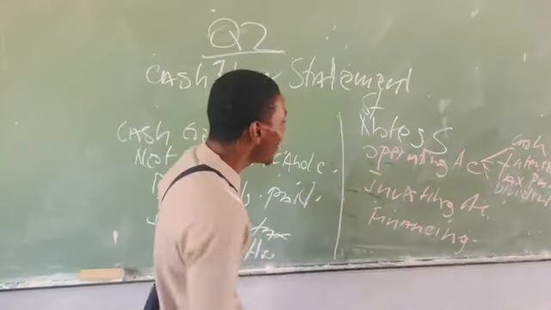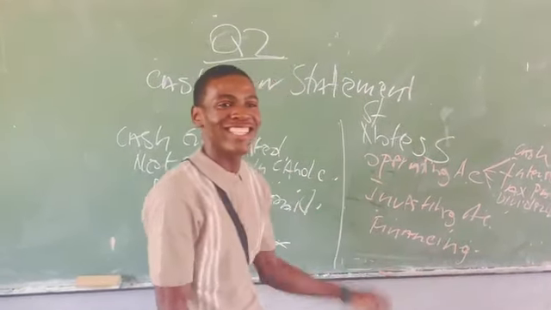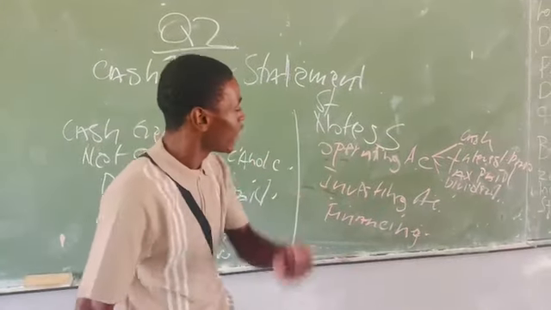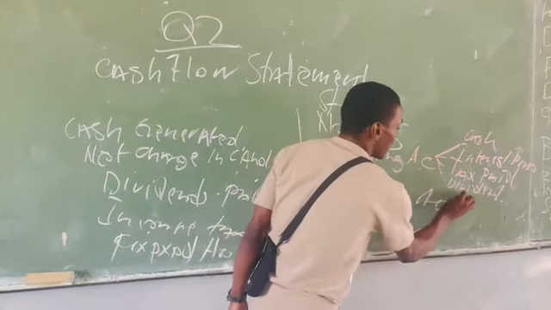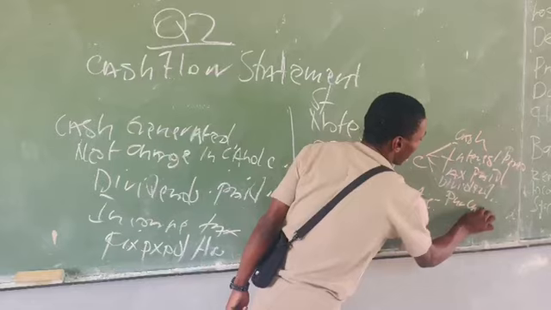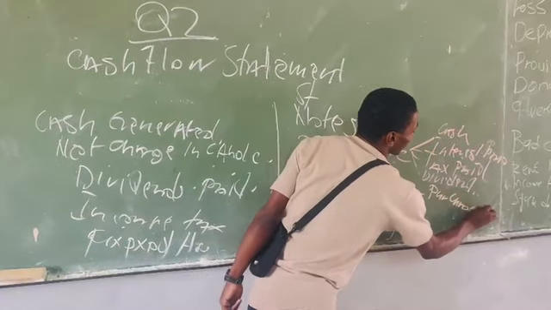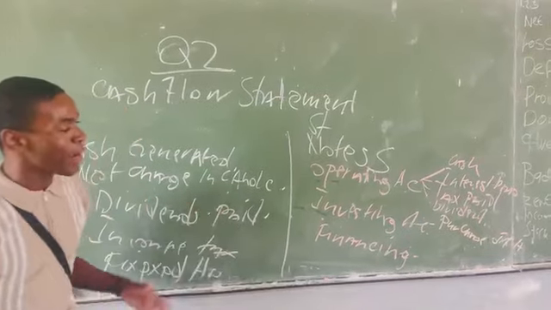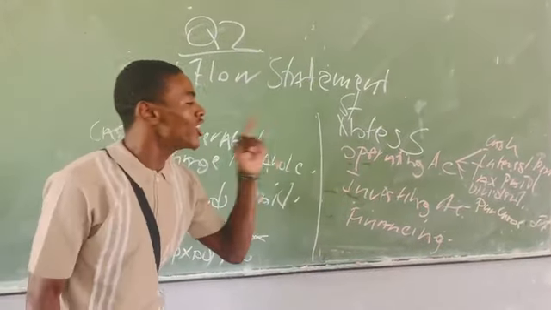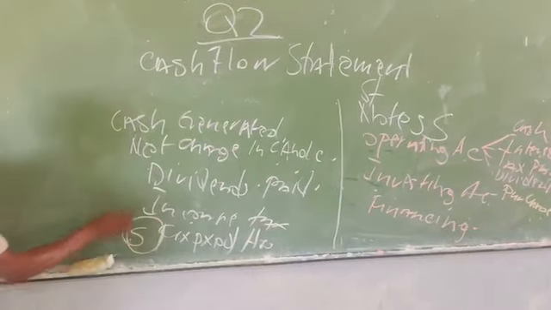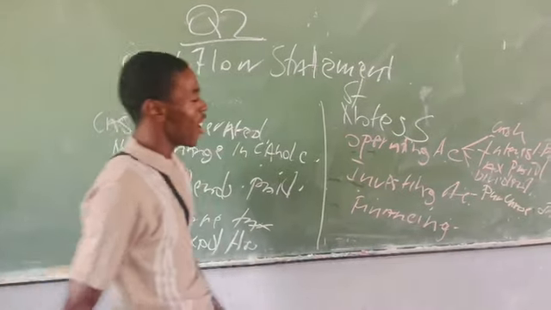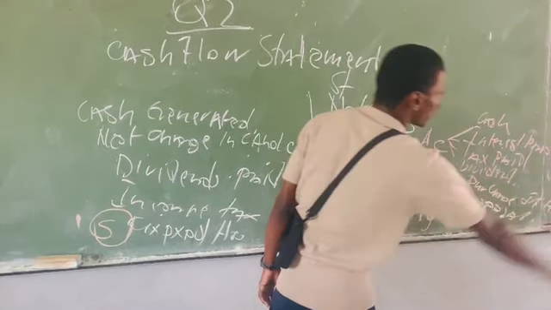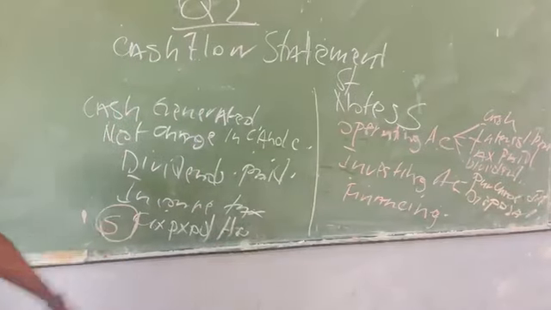Then we have investing activities. How does the company invest in itself? Number 1, we are investing by purchasing fixed assets, which is note number 5 of the cash flow statement. We have number 2, disposal, the sale of an asset, which is also note number 5 of the cash flow statement.